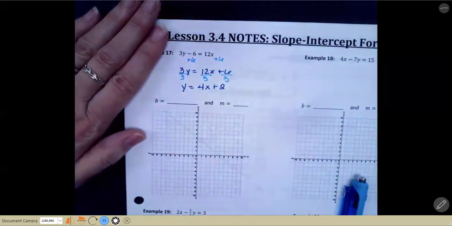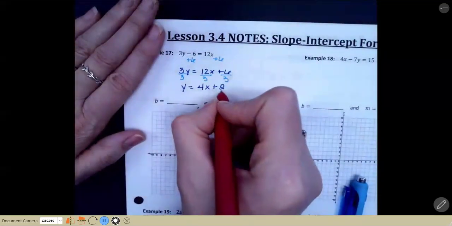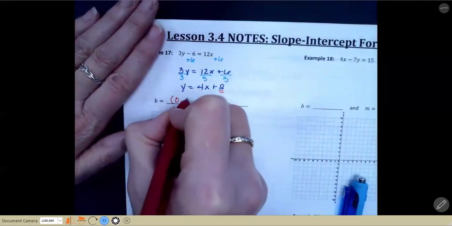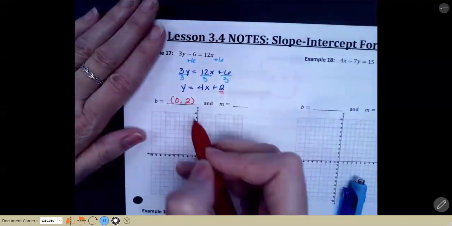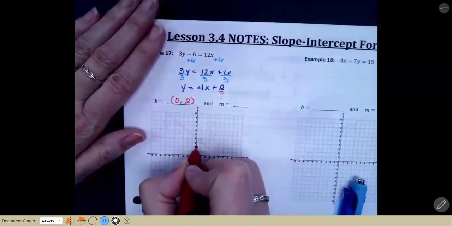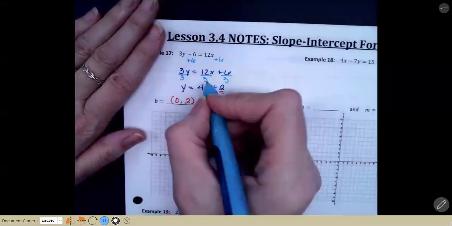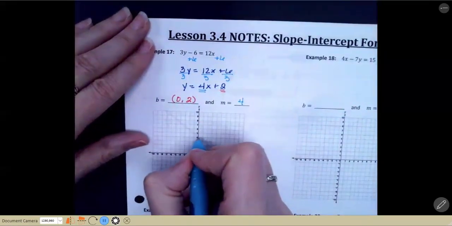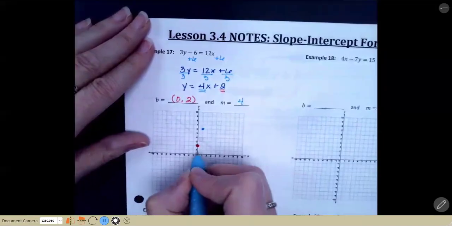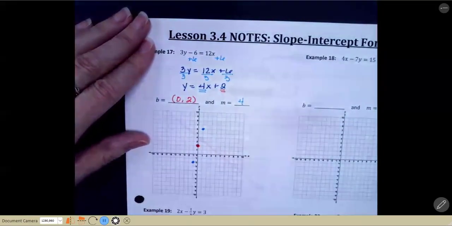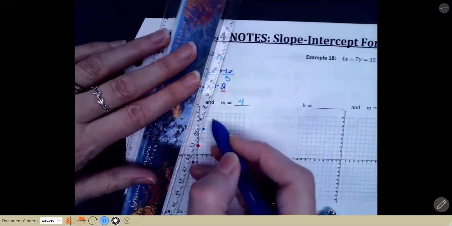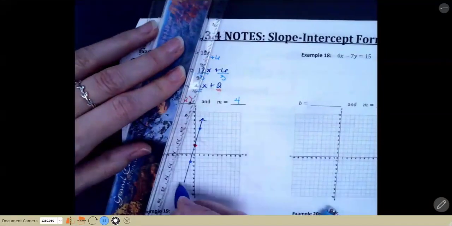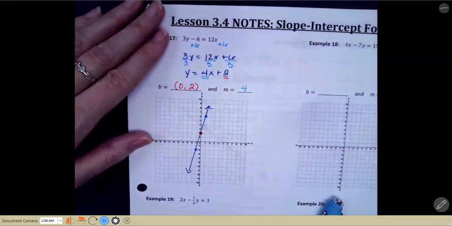Okay. So here is our y-intercept, (0, 2). I'm going to plot a point at 2 on the y-axis, and then our slope is 4. So I'm going to rise 4, run 1 in the positive direction. And then I'm going to draw my line. If I'm going too fast, slow the video down or pause it as you go along.